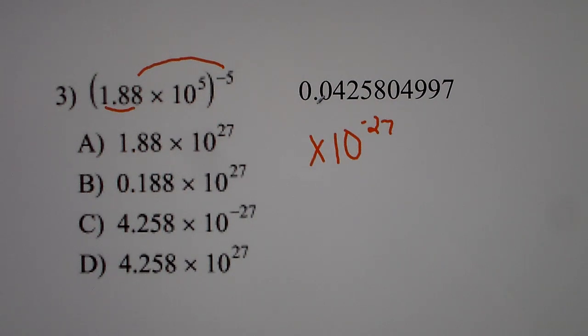Now, with our decimal, we could only have one number to the left of the decimal, so we move it to the right twice, which means since we moved it to the right twice, we're going to add 2 to that power. So negative 27 plus 2 gets us negative 25. So times 10 to negative 25. So our answer is going to be 4.258 times 10 to negative 25.